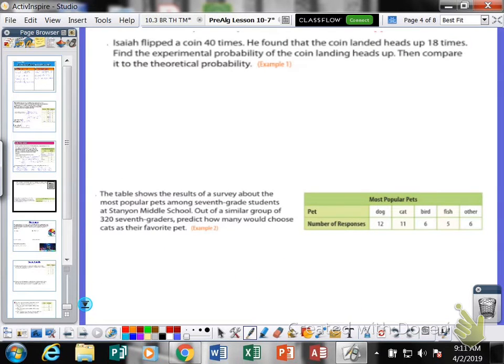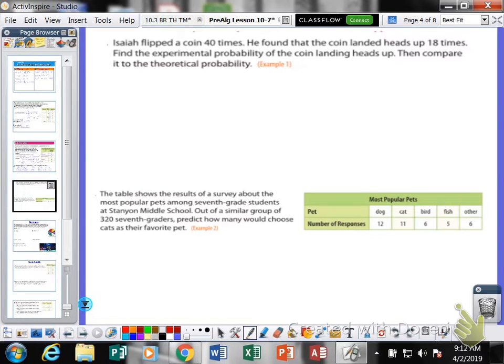Isaiah flipped a coin 40 times. He found that the coin landed heads up 18 times. Find the experimental probability of the coin landing heads up, then compare it to the theoretical probability. Okay, so first we want to find the ratio of the experimental probability that we're trying to find.